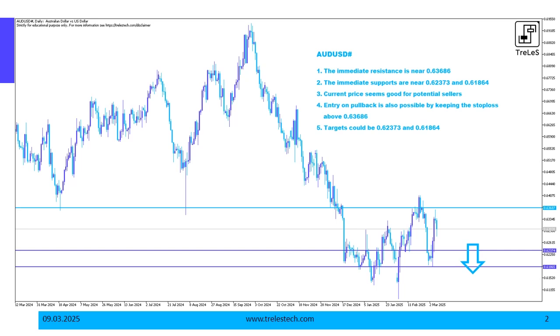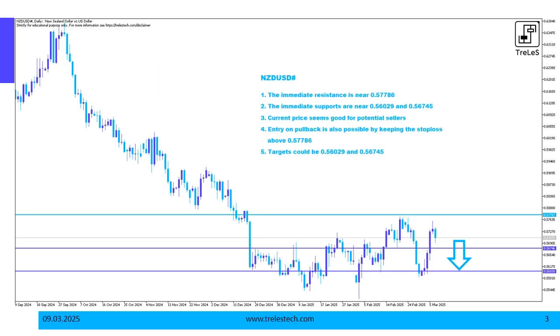A pullback entry is also an option with a stop loss placed above 0.63686. As for our target, we are looking at 0.62373 and 0.61864. The second chart presents NZDUSD.